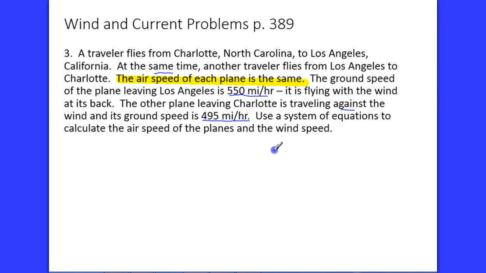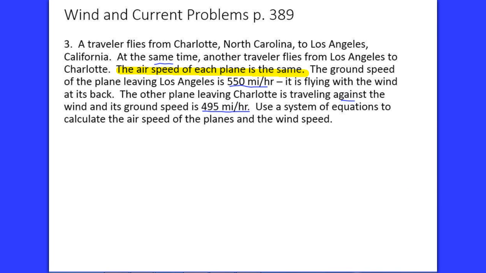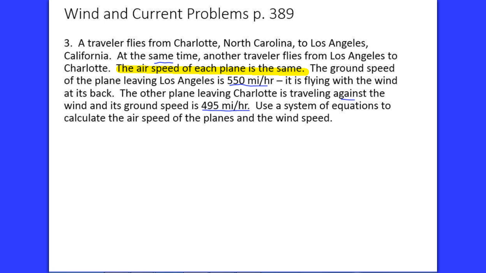So it says use a system of equations to calculate the airspeed of the planes and the wind. Now this is the third problem in the notes. It's on page 389. You'll notice mine's worded a little bit different because on page 389 they have a picture where all of this stuff was labeled, but I didn't put the picture in here. I just copied the information you needed to know. I would encourage you to take a look at that picture on page 389.